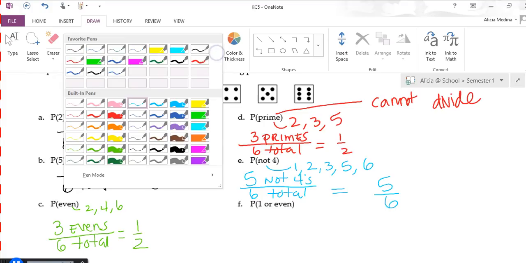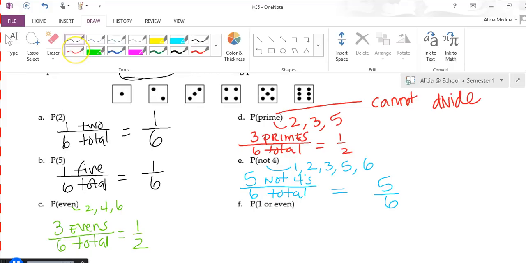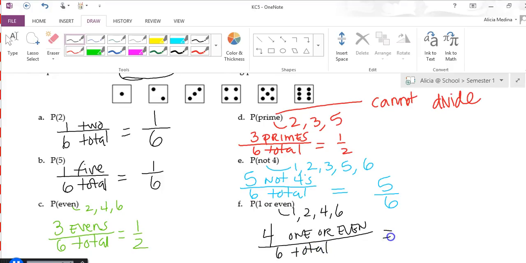Our last example here is a 1 or an even. Well, 1 is 1. And then how many evens did I have? I had 2, I had 4, and I had 6. So what's the probability of you getting a 1 or an even? Add those all up, and that's going to give me 4, 1 over even, all over the total number of sides, and 4 over 6 simplifies to 2/3.